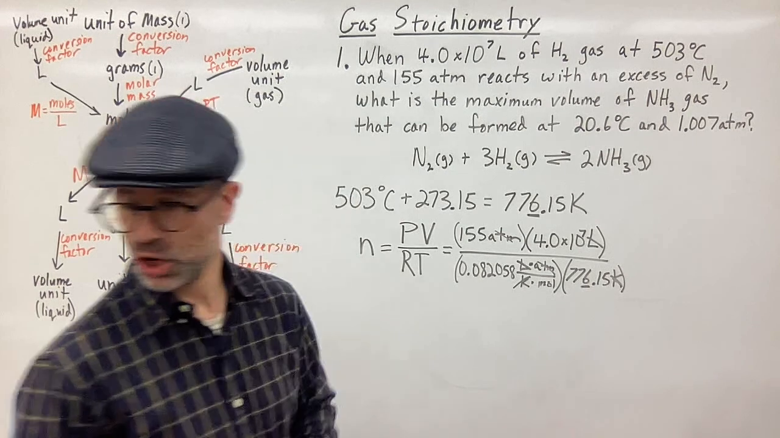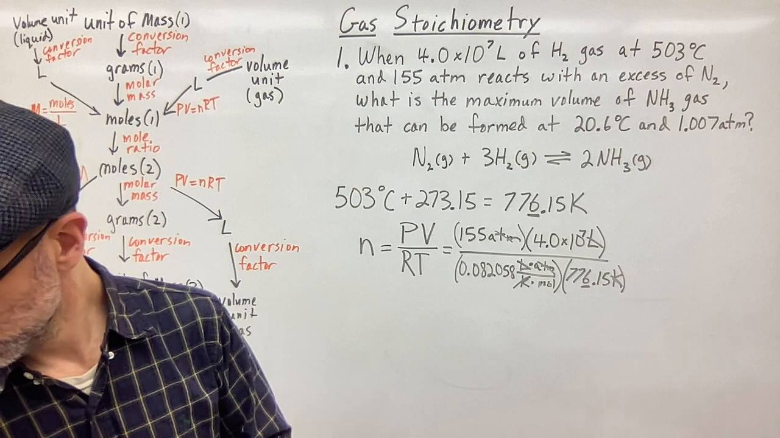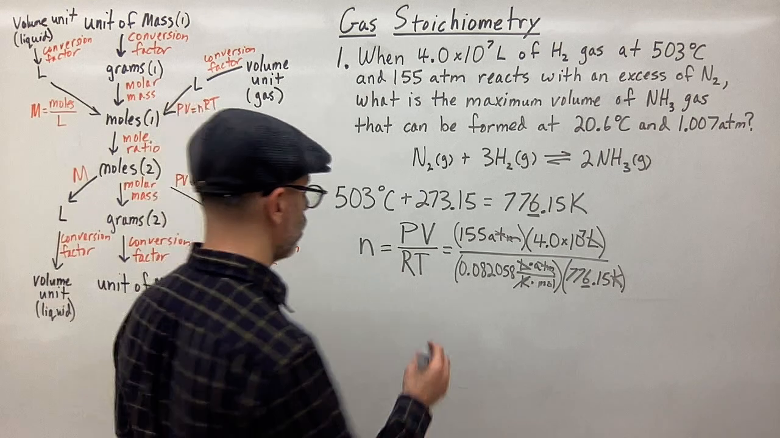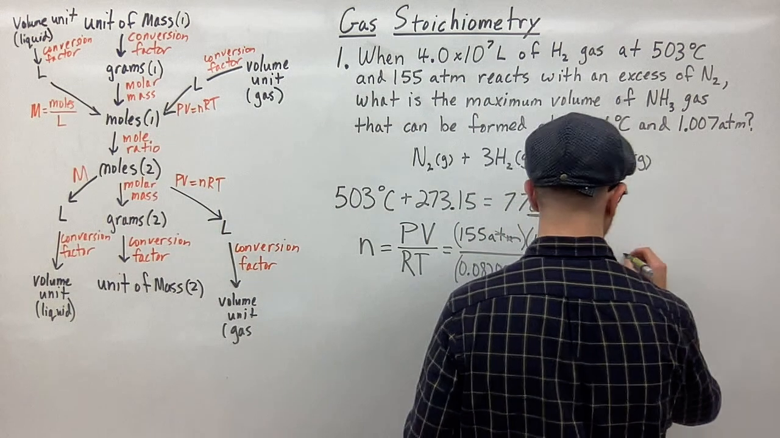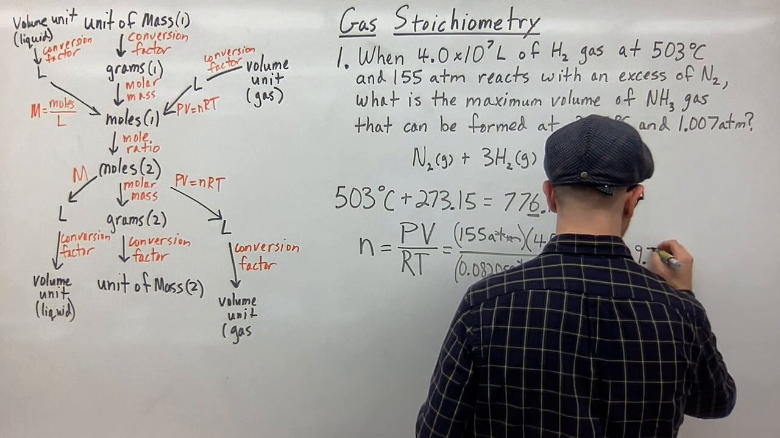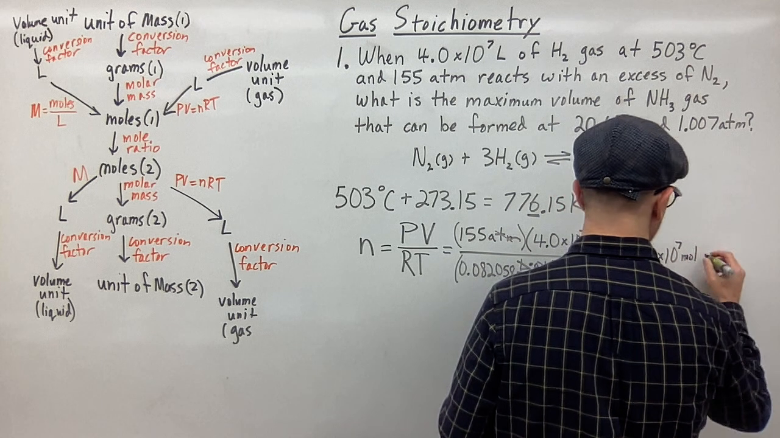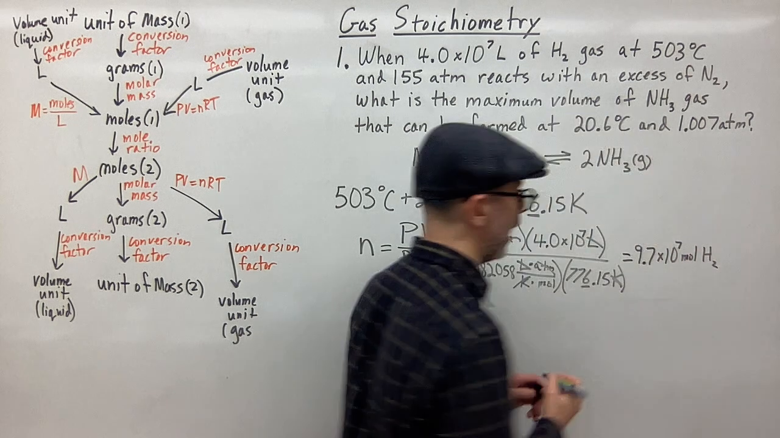So that's right. Where'd it go? 9.7 times 10 to the 7. So this is going to be equal to 9.7 times 10 to the 7 moles of H2 gas.